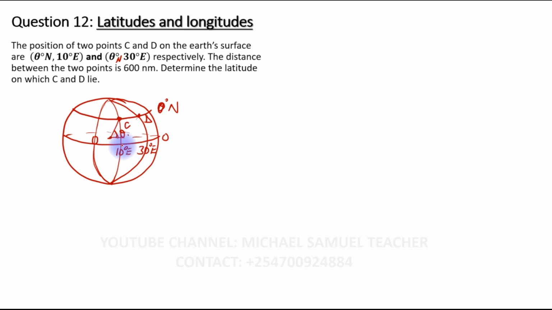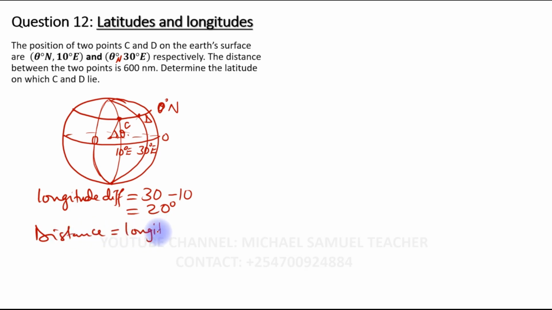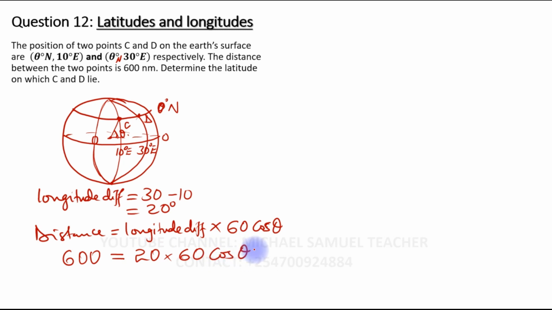Now, the longitude difference of the two positions will be given as 30 minus 10, which is 20 degrees. Then to get the distance between the 2 points, distance is normally given by longitude difference times 60 cosine theta. That's the formula, so it's good to master the formula and also how to derive it. Then the distance between the 2 points we have been given is 600 nautical miles, which will be equal to, now longitude difference is 20, so 20 times 60 cosine theta. Remember, theta now is our latitude, and that's what we are after.